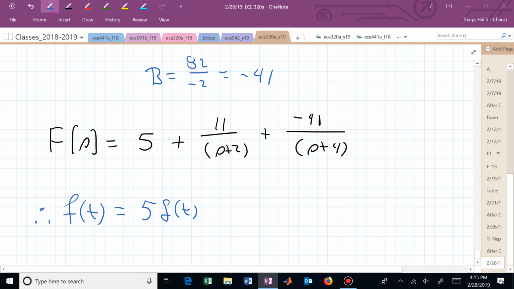Then what? What kind of mode do we have associated with s plus 2? Okay, we have 11 scaling an exponential, where the exponential's waveform is governed by minus 2t in the exponent, minus 41 e to the minus 4t, and that's true for t greater than or equal to 0.